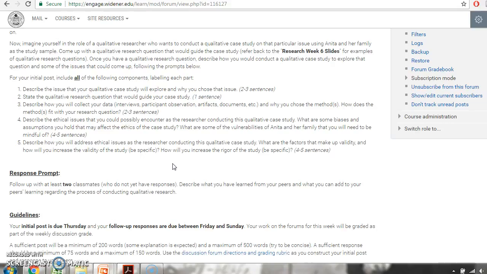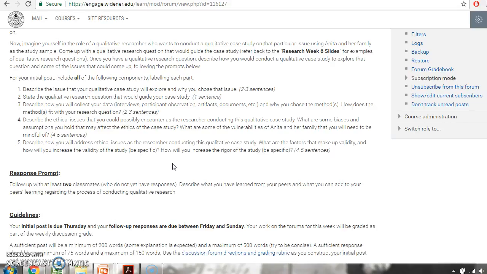Fourth, you want to describe the ethical issues you could possibly encounter as the researcher conducting this qualitative case study. What are some of the biases and assumptions that you hold that might affect the ethics of the case study? We've talked about that in some of our other posts. What are some of the vulnerabilities of Anita and her family that you will need to be mindful of as you're doing this case study?